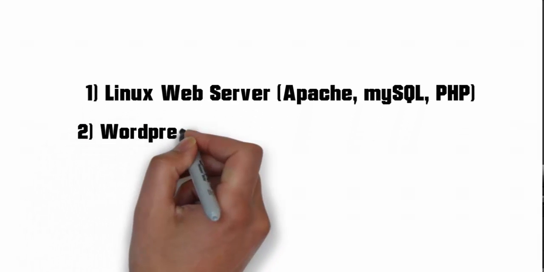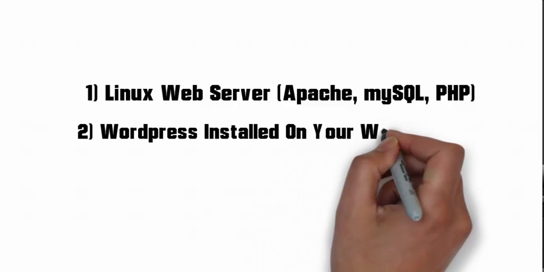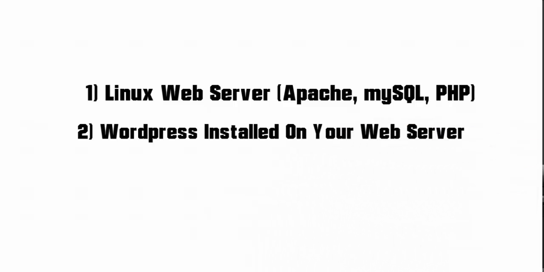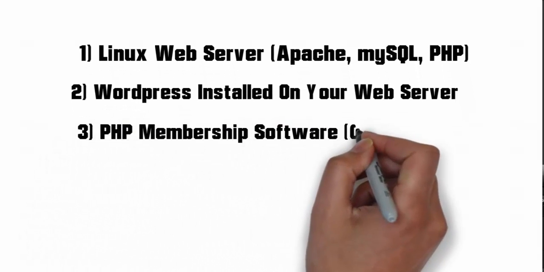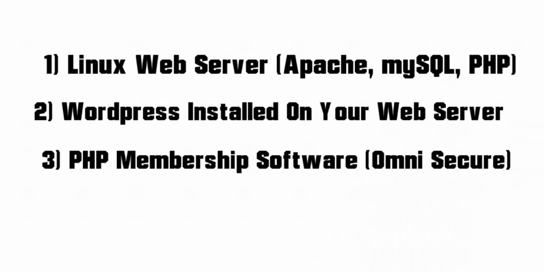The second thing you're going to need is a copy of WordPress and have that installed in your server. If you're not sure how, there are many videos that will show you how to get it installed. And last but not least, you will need a PHP-based membership software. In this case, we're going to be using Secure, which is my system.